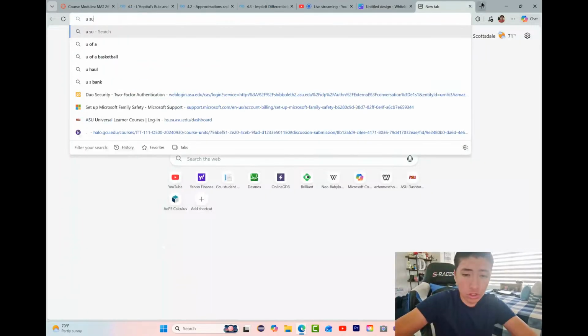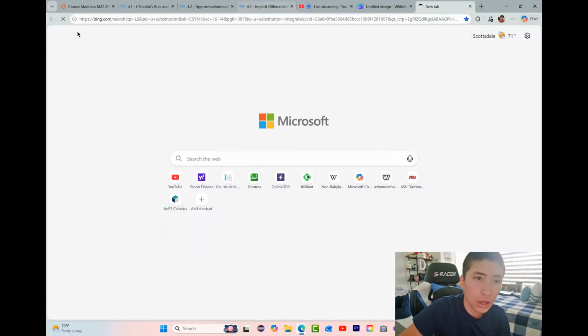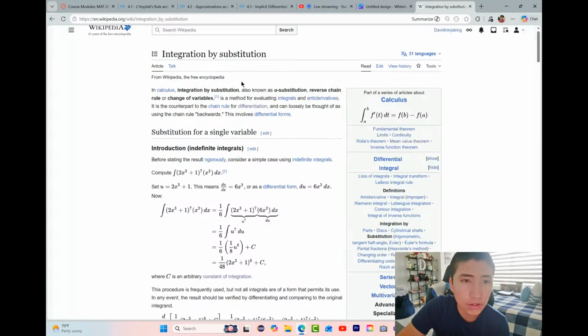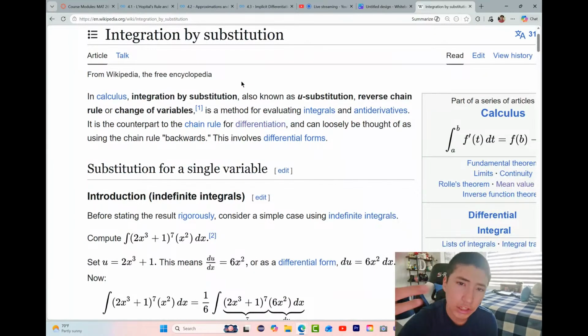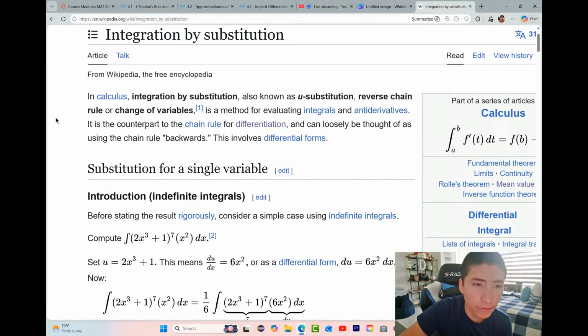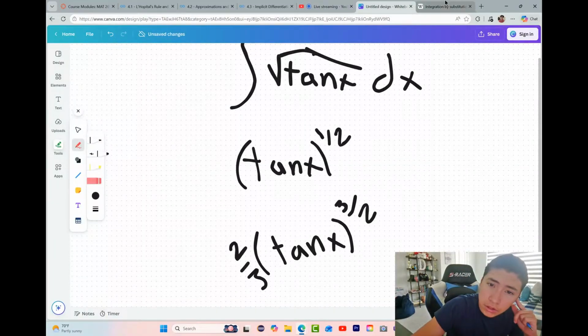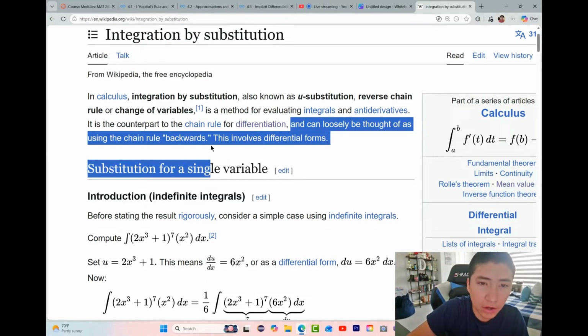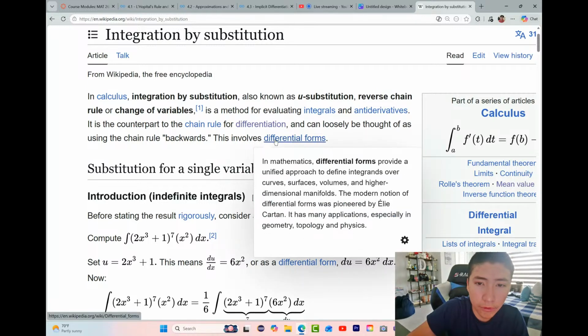Here, let's see. U substitution integrals. How do you do this? Is there a Wikipedia page? Integral by substitution. So, integration by substitution, like u substitution. Oh, it's like a reverse chain rule. It's a method for evaluating integrals and antiderivatives. It is the counterpart to the chain rule for differentiation. Oh, that's genius, actually. That's exactly what we need. And it can loosely be thought of as using the chain rule backwards. Different forms. Okay.